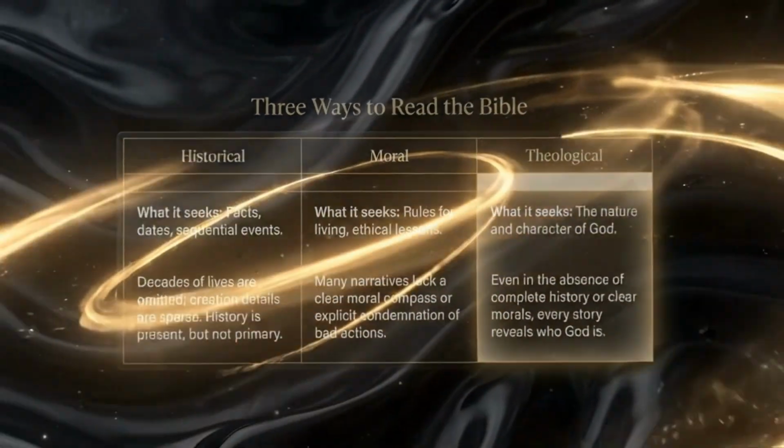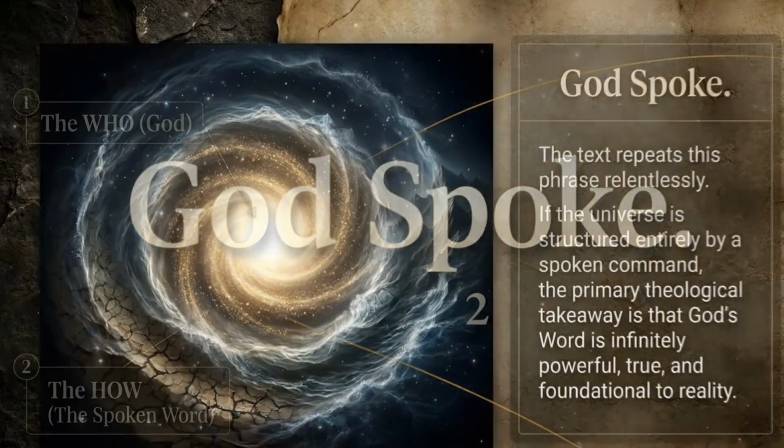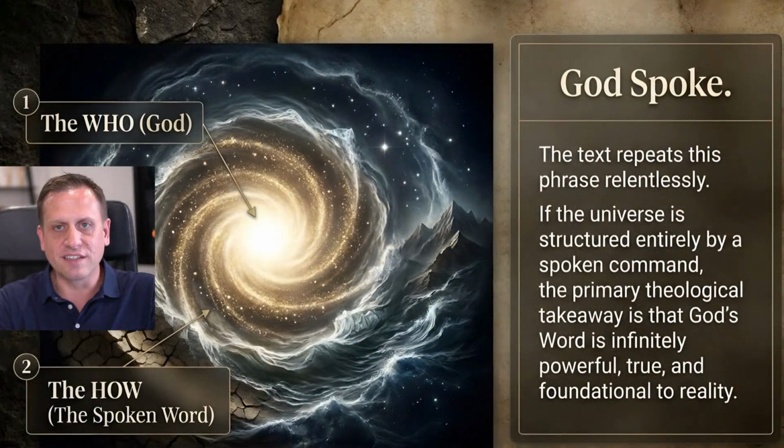When we open Genesis 1, notice what the text actually emphasizes. It doesn't spend pages explaining physics and the mechanics of creation. Instead, it relentlessly hammers two specific things: the who and the how. Who is the creator? God. How does he create? Through the spoken word. And we could add to that, again, through repetition, that the things that he creates are good. Over and over again, the text repeats that simple phrase, and God said, and God said, and God said. And this repetition is a massive theological signal.